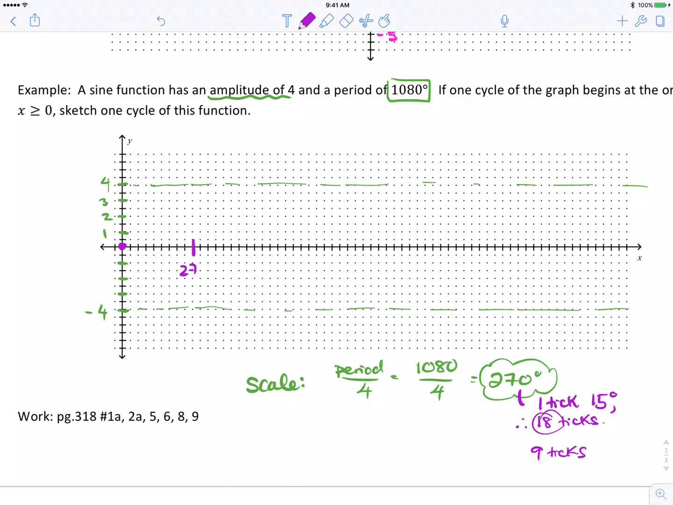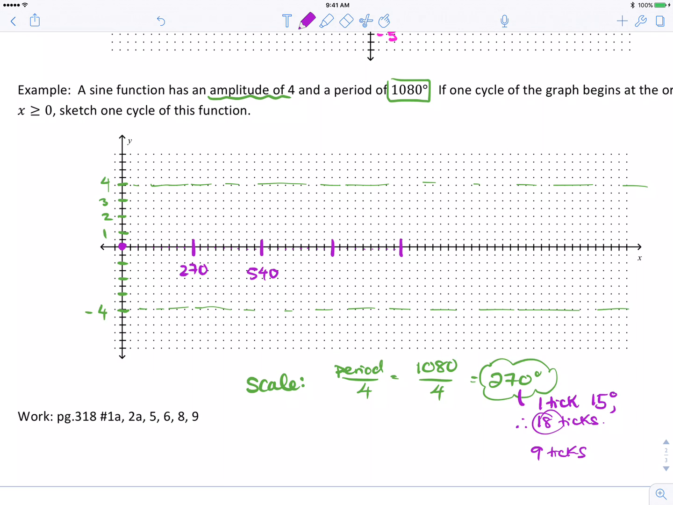Okay, that's 270 degrees. 1, 2, 3, 9, 1, 2, 3, 4, 1, 2, 3. Wonderful. Okay, so this is 540.